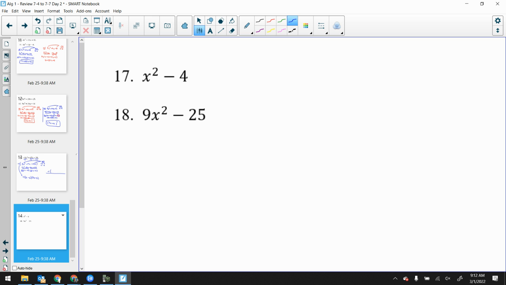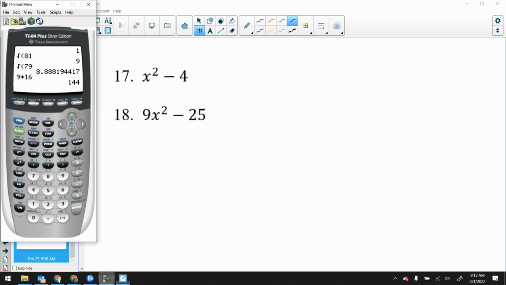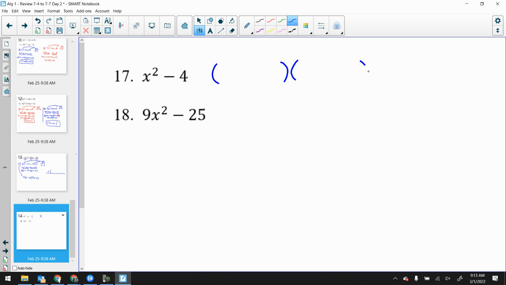Brennan, number 17, is that a minus sign in between? Yeah. Is x squared a perfect square? Yes. How do you know when a variable is a perfect square? When it's an even power. So x squared is good. Is 4 a perfect square? Let's test it. Yes. So we know that this will factor into a difference of squares, which means a minus and a plus. Square root of x squared, we get x. Square root of 4 we just saw was 2. There's my answer.